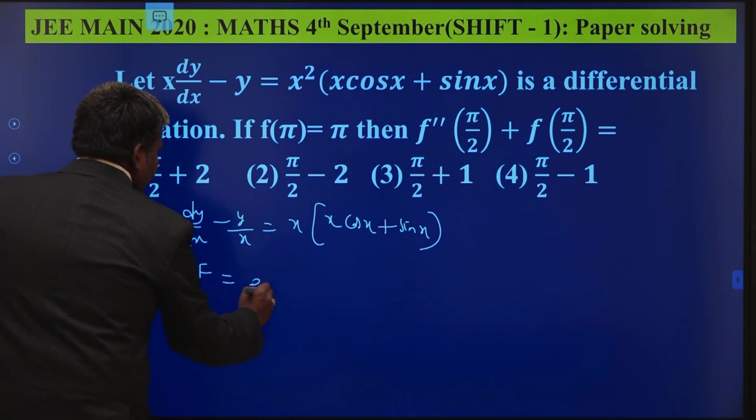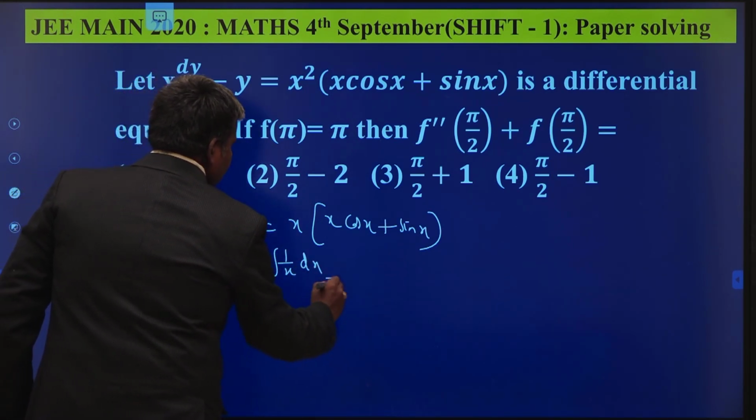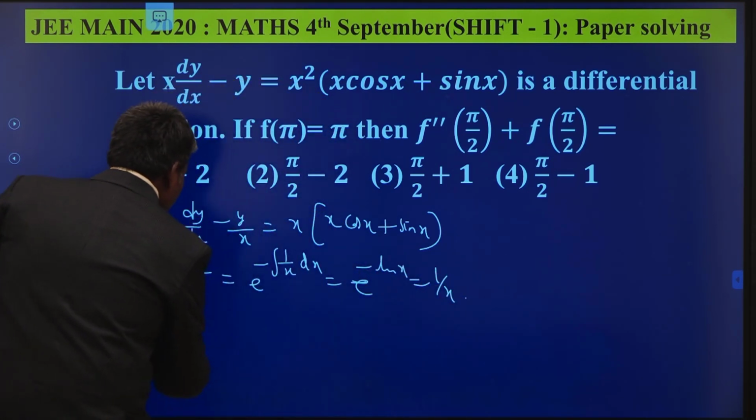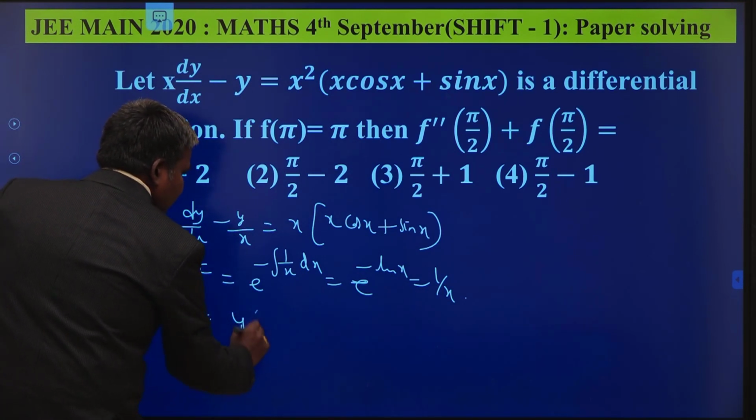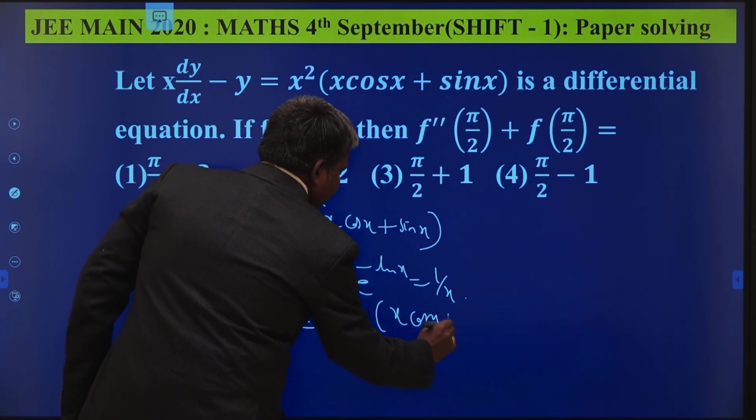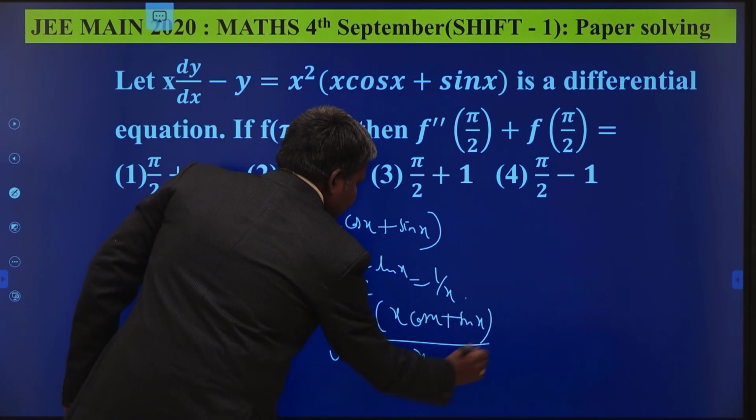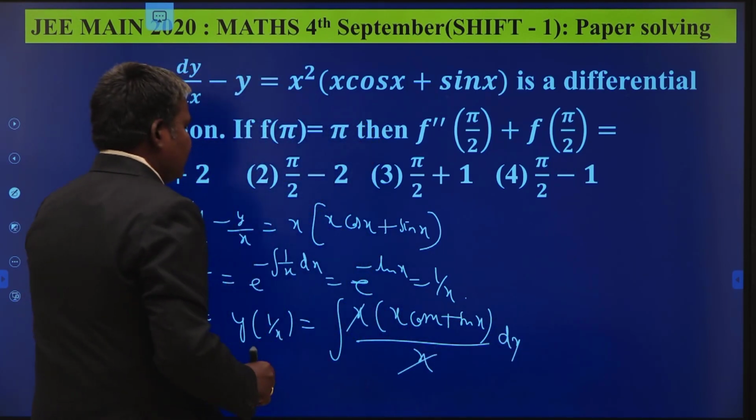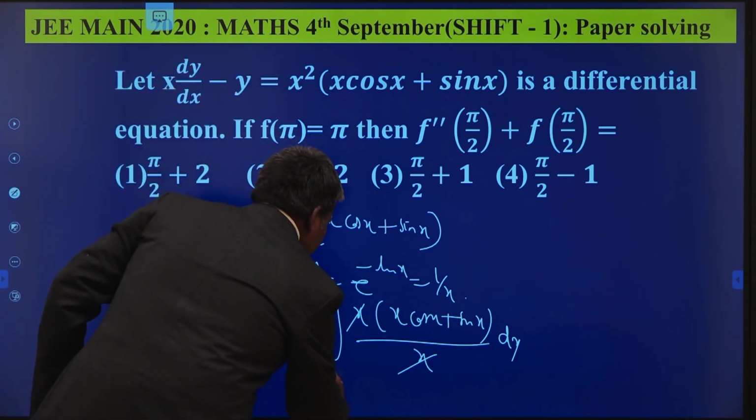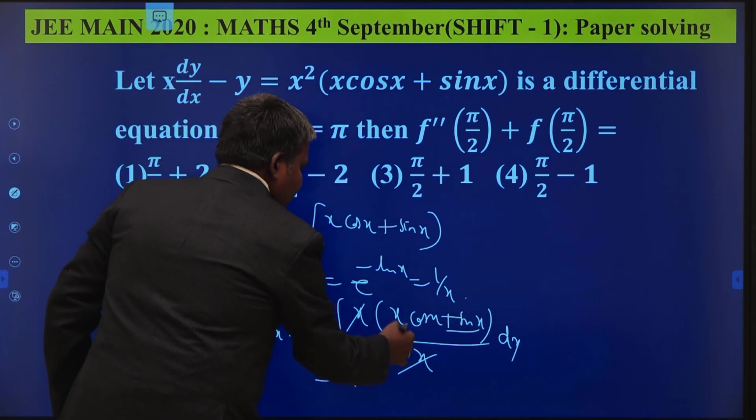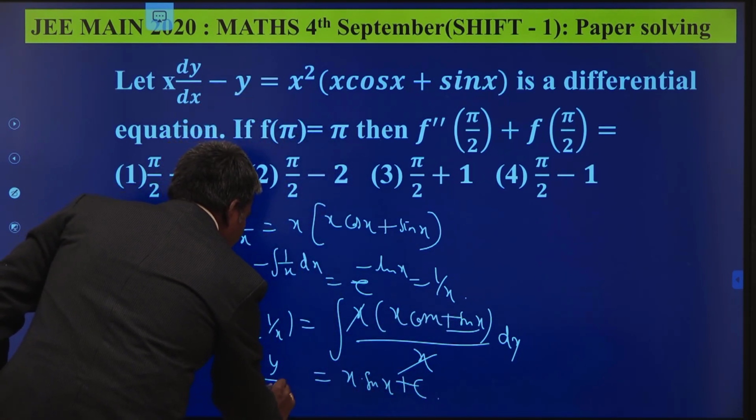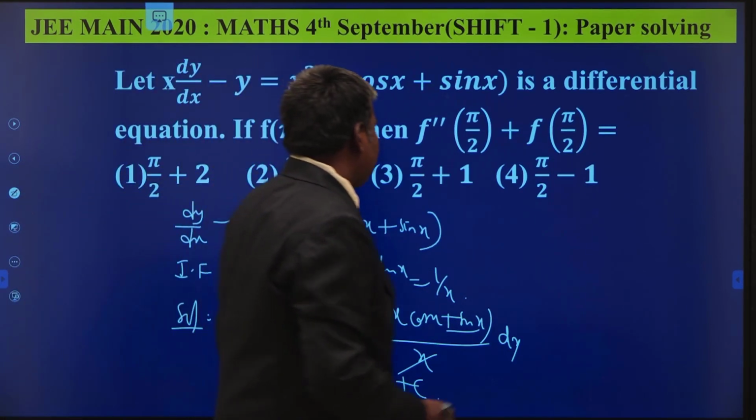Clearly, we get the integrating factor as e power integral of minus 1 by x dx, e power minus log x, this is 1 by x. Therefore, the solution is y into integrating factor, y into 1 by x, is equal to integral of x times (x cos x plus sin x) whole divided by x dx. So x gets cancelled. This is of the form f of x plus x into f dash x. It is nothing but x into f of x plus c. That is x sin x plus c. So y by x is equal to x sin x plus c.